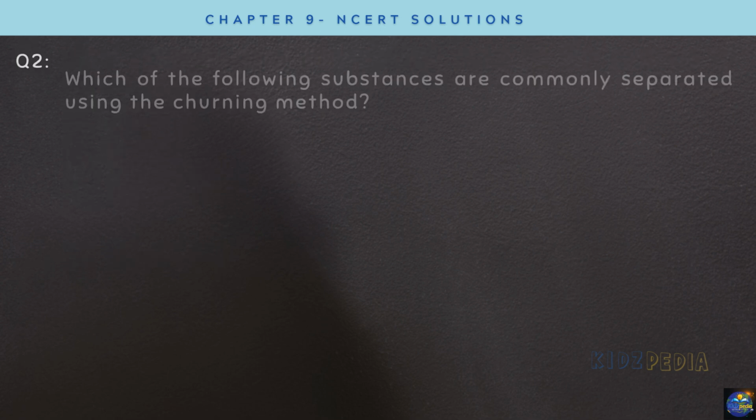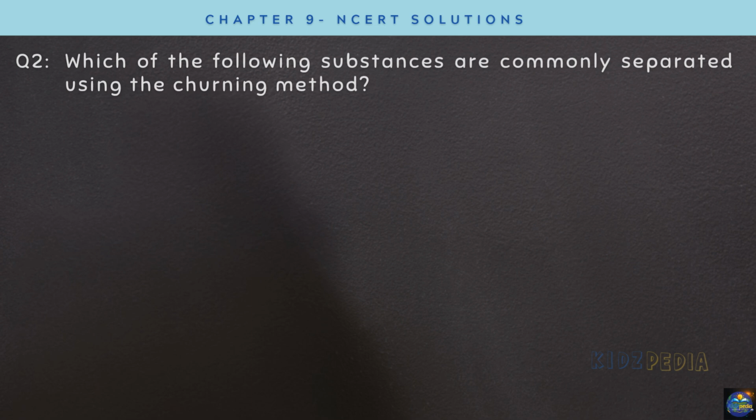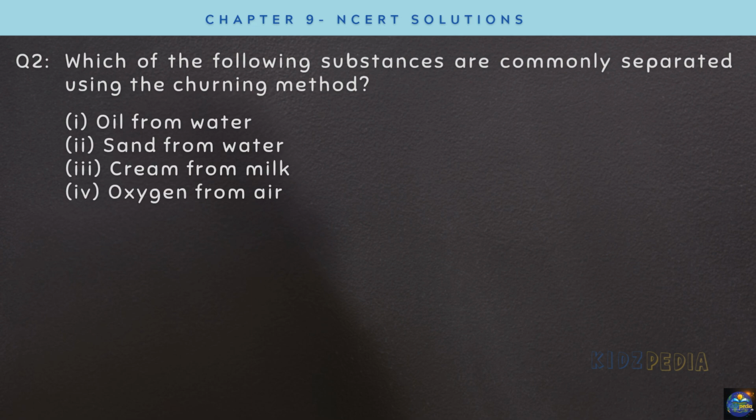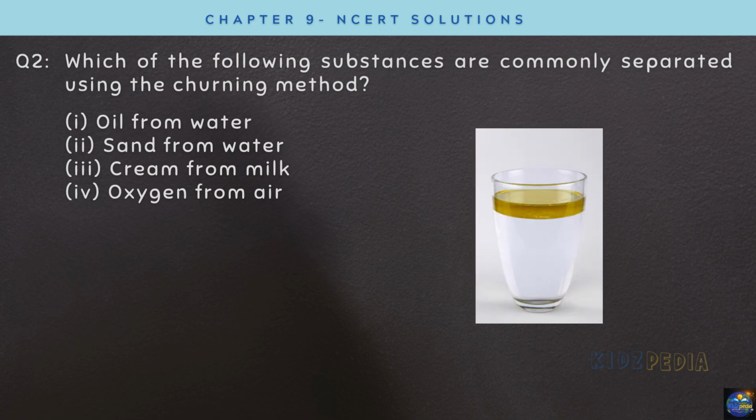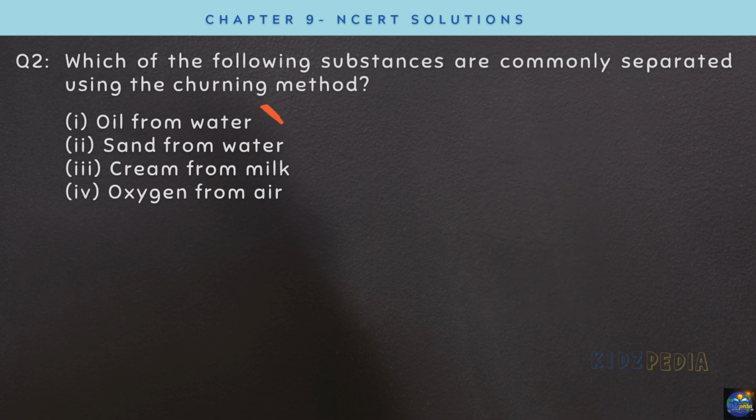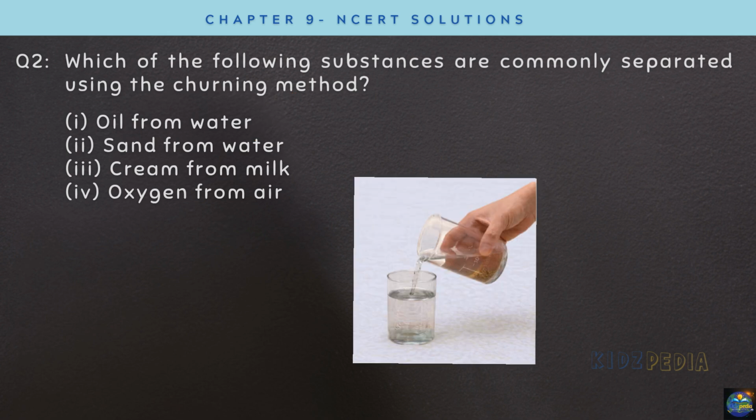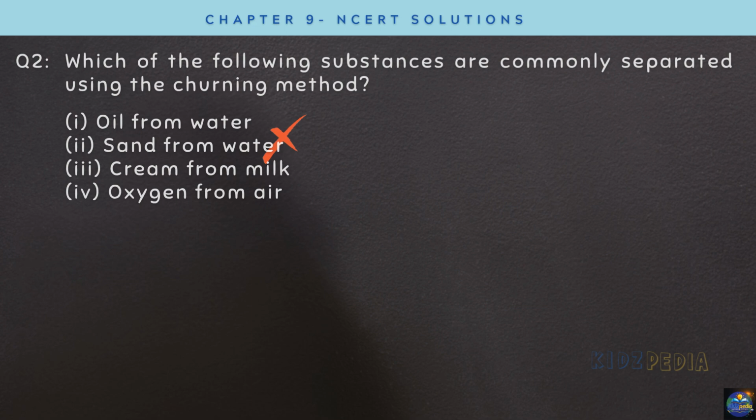Next question. Which of the following substances are commonly separated using the churning method? Option 1. Oil from water. Oil and water are separated mainly by decantation or using a separating funnel because oil is lighter and floats on water. Churning is not used for this separation. Option 2. Sand from water. Sand is separated from water by sedimentation and filtration because sand is heavier and settles at the bottom. Churning is not needed for this process.